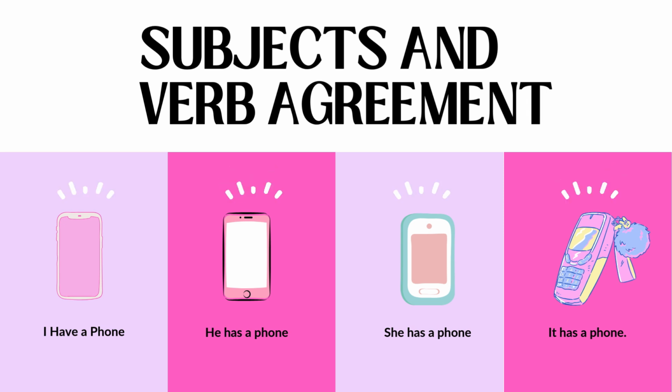Let me break this down for you. When I say I have a phone, I am using the simple present tense to talk about something that's true right now in my life. It's a statement about possession.